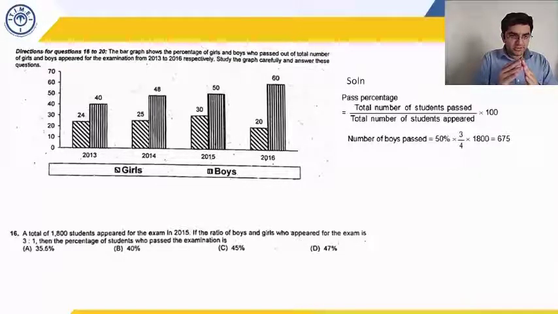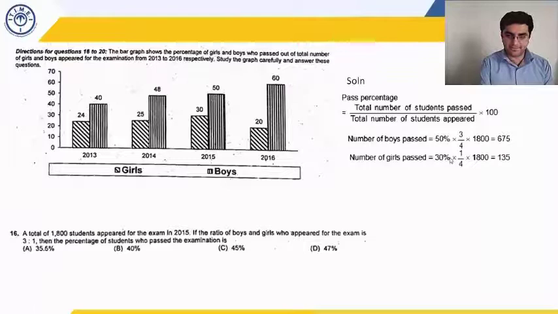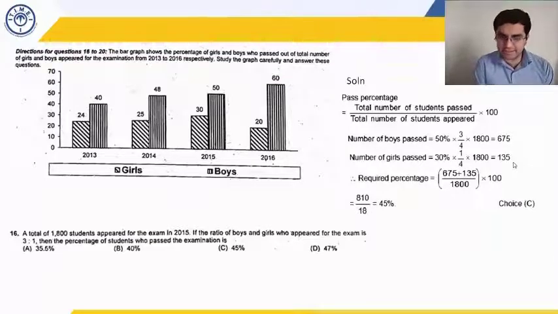Out of the boys, 1350 in 2015, 50% passed. So 50% of 1350 becomes 675. And for the girls, 30% of 450. 30% of 450 is 45 into 3, 135. So we have the number of boys who passed and the number of girls who passed. So we have the total number that passed. Now just add them up. 675 plus 135 divided by 1800 into 100 and you get 45%. Please write this down.